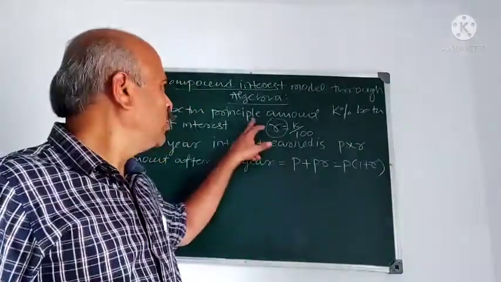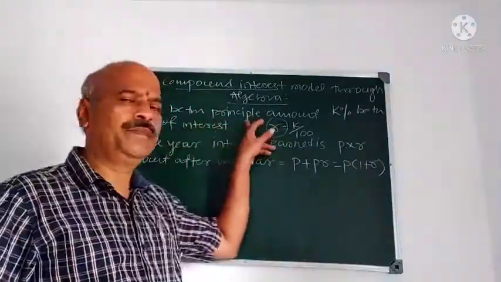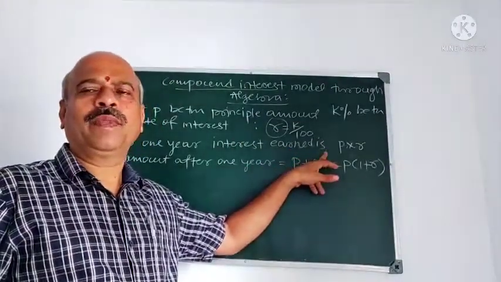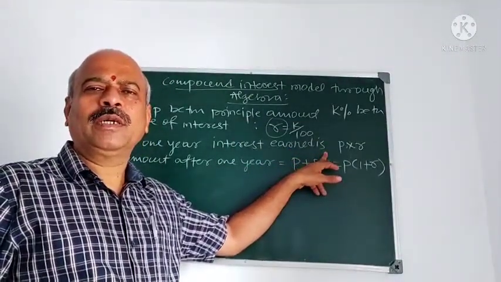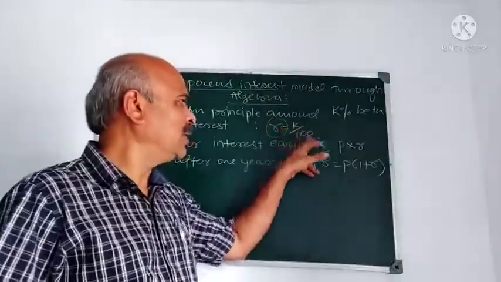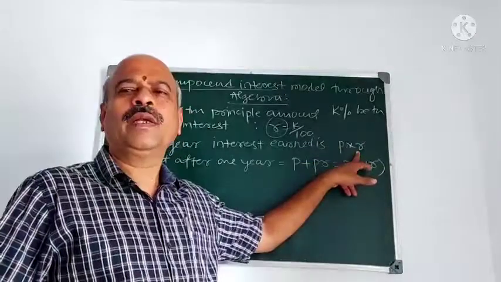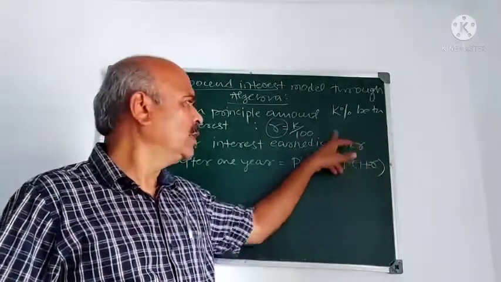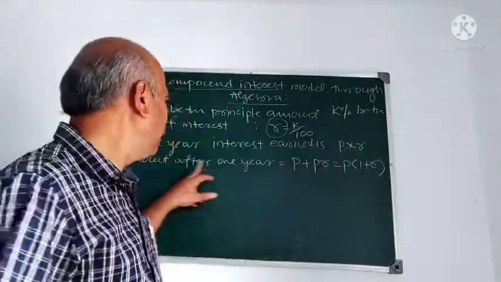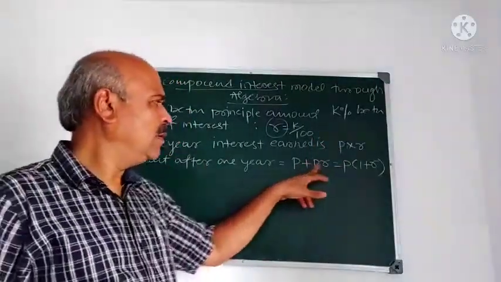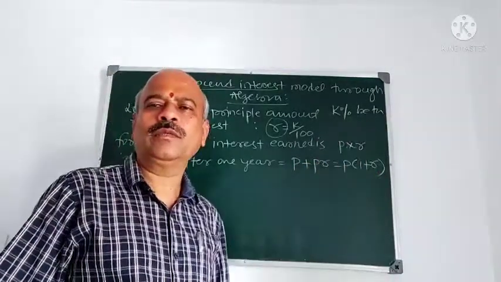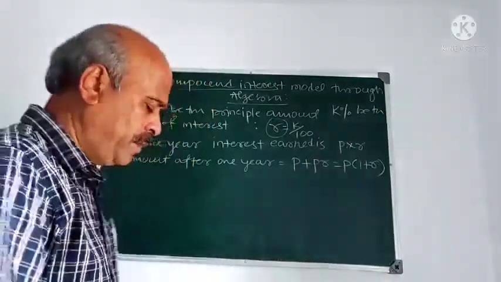See, the example is, suppose we invest 10,000 and rate of interest is 10%. For 10,000, what is the interest? 10%. Therefore, 10,000 into 10 by 100. So, what is the interest earned? 1,000. And what is the amount after 1 year? 10,000 plus 1,000, 11,000. It will be 11,000.